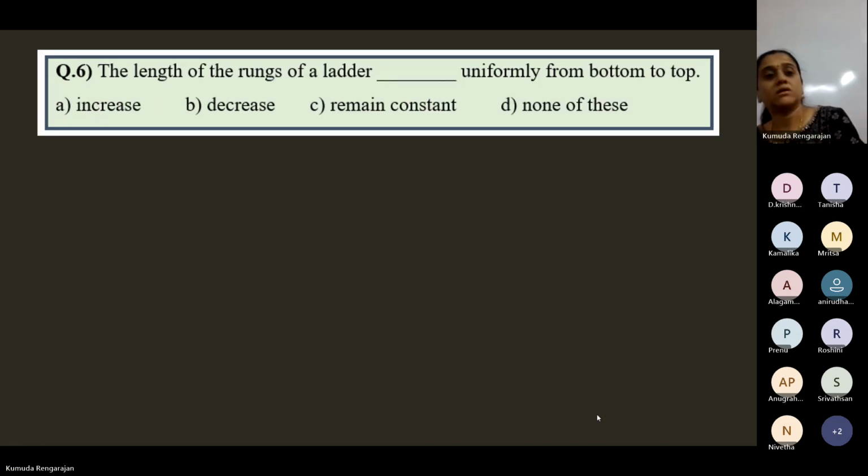Next one. The length of the rungs of a ladder dash uniformly from bottom to top.